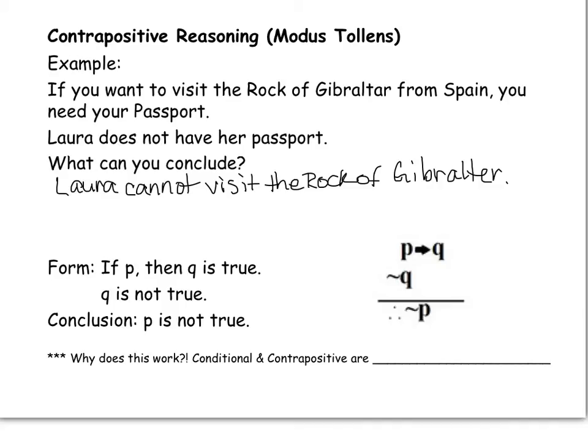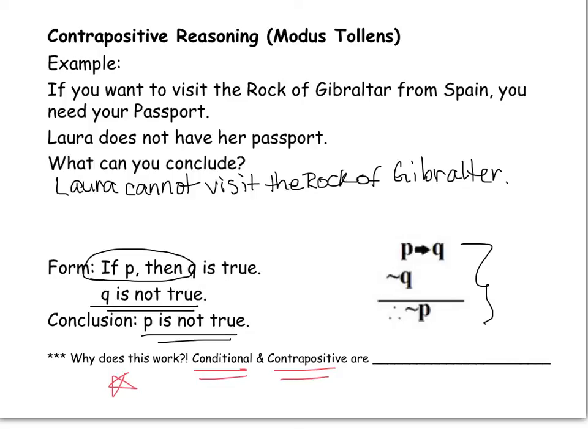If P then Q is true, in other words, if we have a true conditional, and then we know that Q is not true, then we can conclude P is also not true. We also see it written in this form. We have a conditional P implies Q. We know that Q is false. We can conclude that P is also false. And just a little star, remember that the conditional and contrapositive are logically equivalent. And that's why the law of contrapositive reasoning works, because really it uses the same idea as direct reasoning, but it uses the contrapositive of the particular conditional statement.